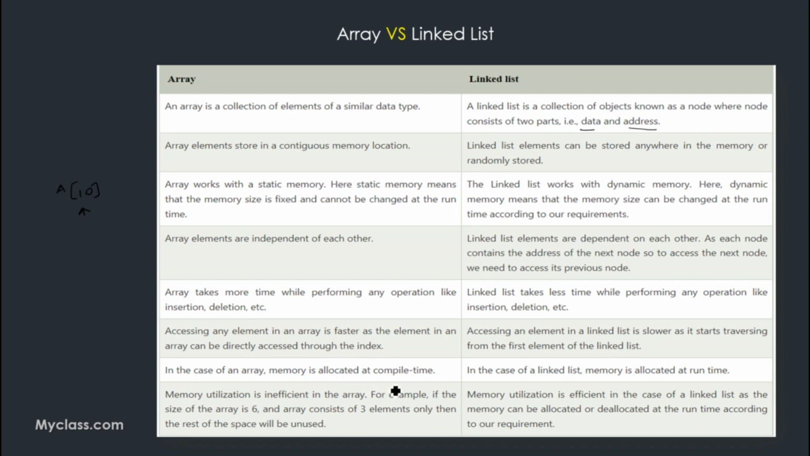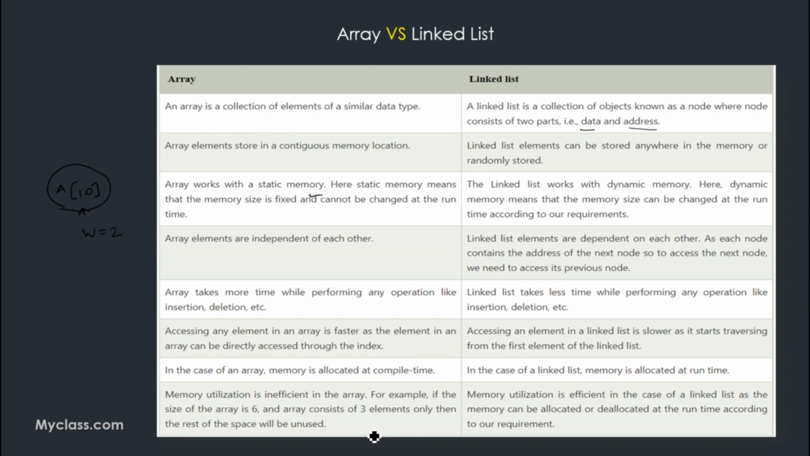In the case of an array, memory is allocated at compile time. We have already discussed this static memory, because at compile time, when we are declaring an integer array like A of 10, those 10 memory locations, or 10 into 2 because the integer length is equal to 2, 10 into 2, 20 memory locations should be allocated at compile time. But in the case of a linked list, there is no memory allocation at compile time. Only at runtime is memory allocated in the case of a linked list.